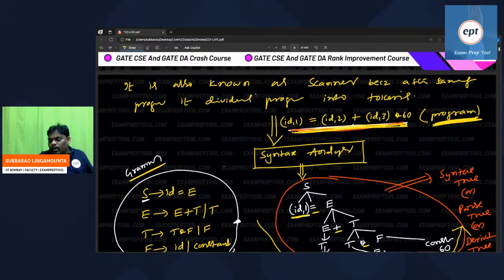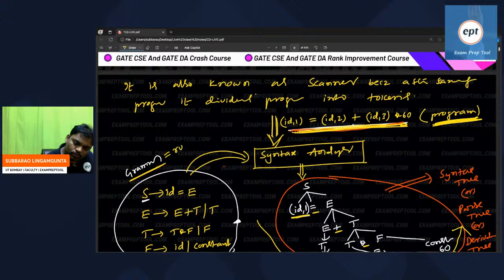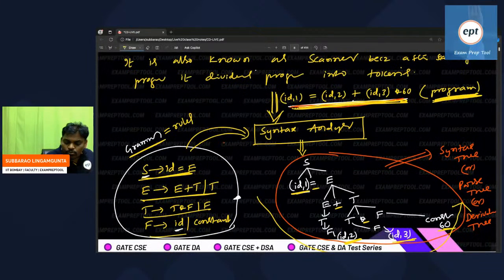The syntax analyzer requires two inputs. One input is this one, one more input is this one: one grammar, one program. Where did grammar come from? Remember, grammar means rules. It is one rule, it is one more rule. Grammar is nothing but a set of rules.